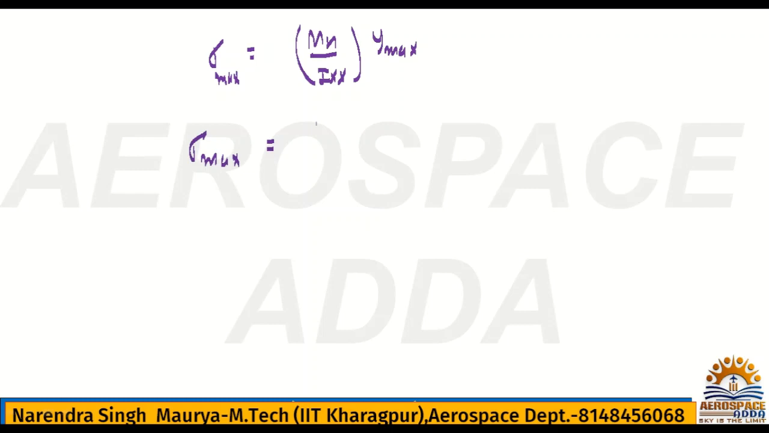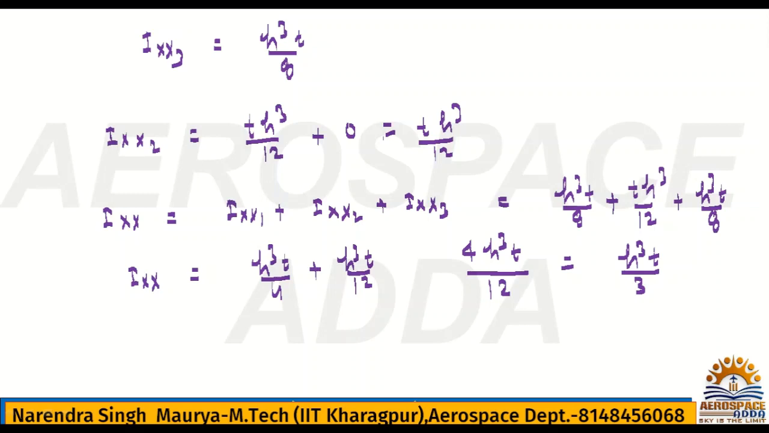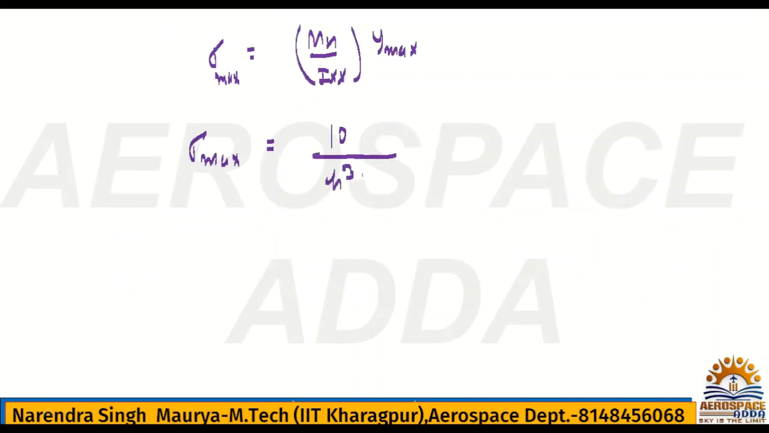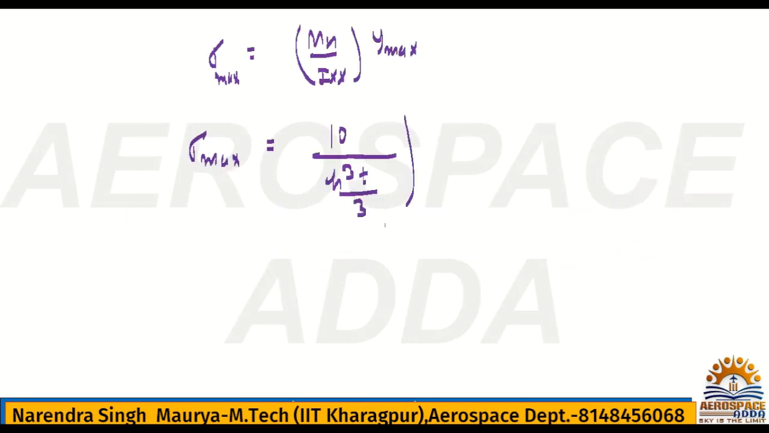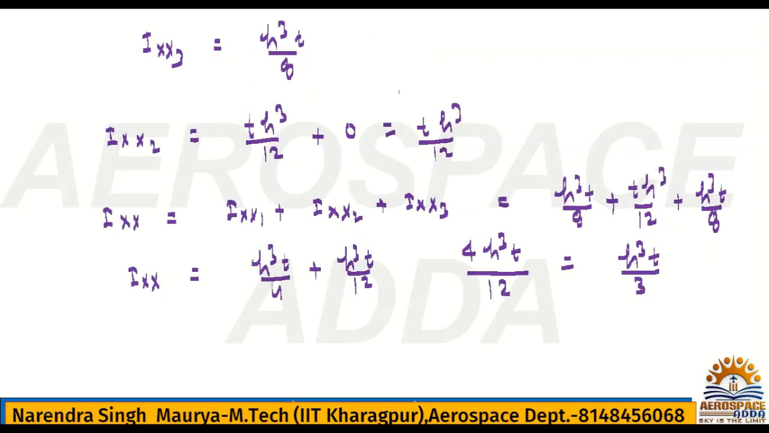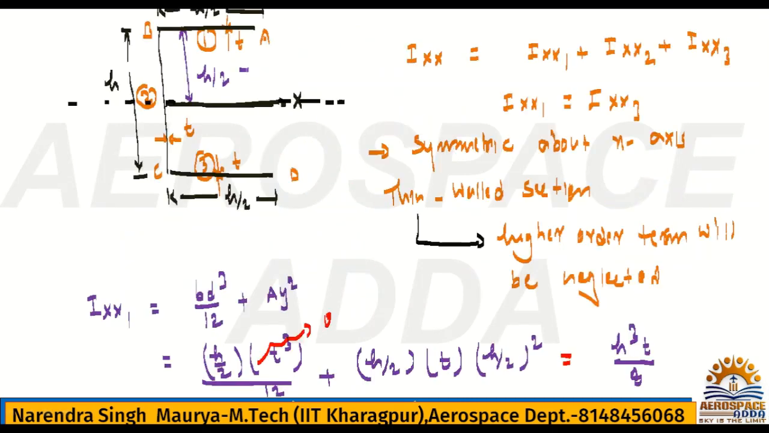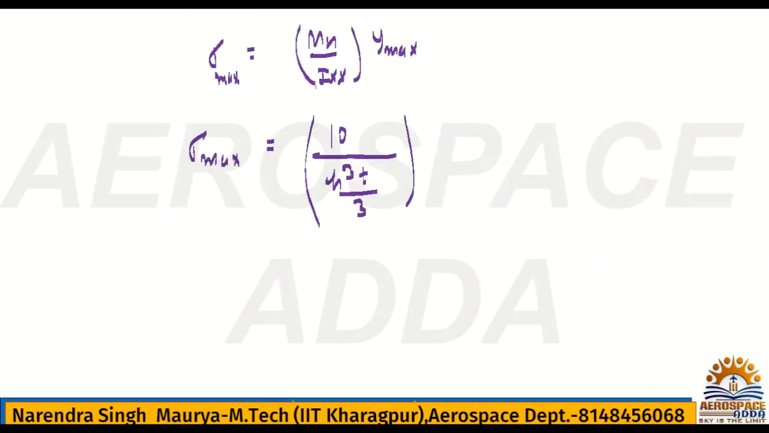Otherwise, I can give the direct answer also, but that is useless. What is I axis? I axis is nothing but H cube T divided by 3. Into, what is the y max? Maximum value of y is nothing but H by 2. So I can write y max is also H by 2. Now I think this will be the final value. You just calculate this, so you will get it.